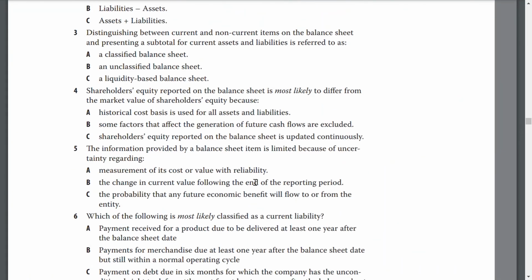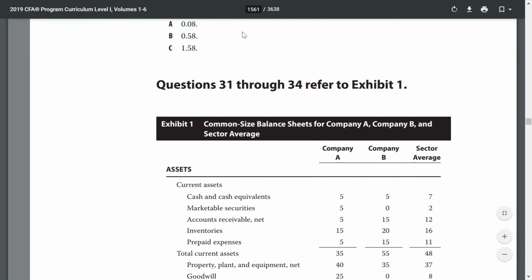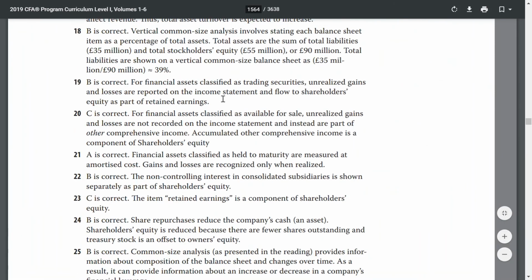Okay, so that's Reading 24. I have finished Reading 24. We are 1,500 pages in, almost getting to the halfway mark.